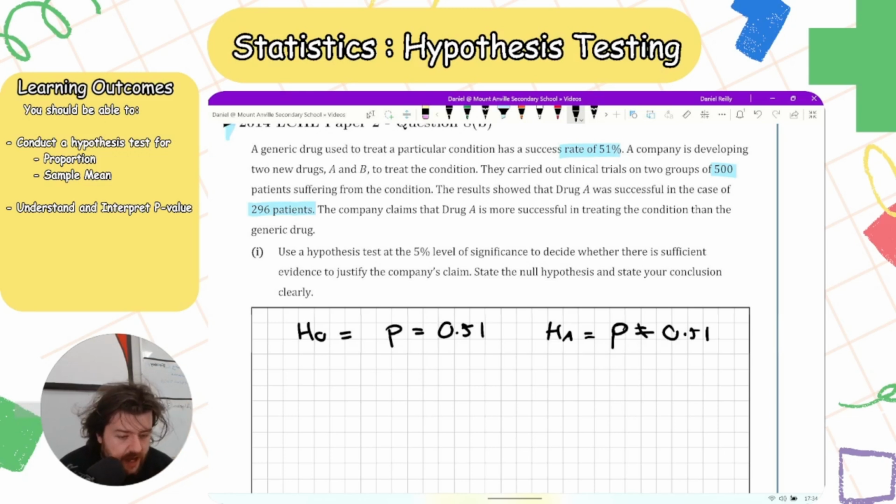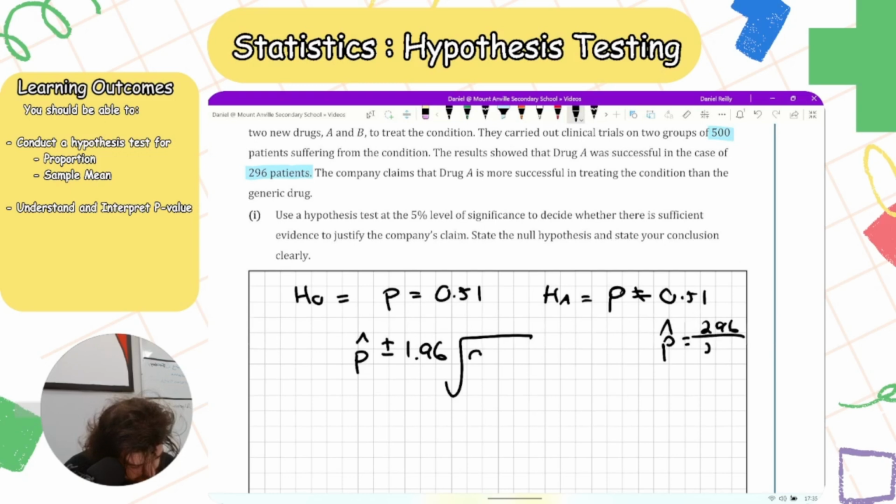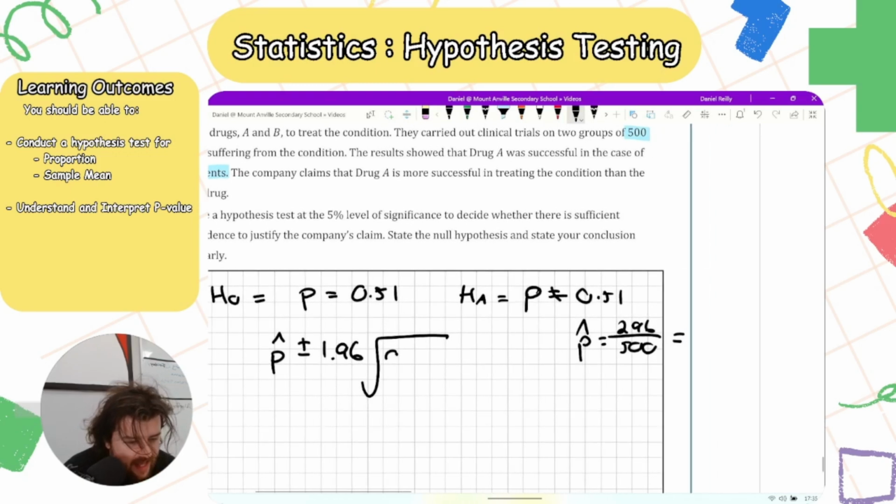So we have to use my confidence interval now because we're dealing with a proportion and percentages, so we can't use our test statistic. So this is p hat plus or minus 1.96 times the square root of p hat times 1 minus p hat over n. Now I need my p hat. What's my p hat? p hat is equal to 296 out of 500 patients. That is equal to 0.592. So let's just sub this in now.